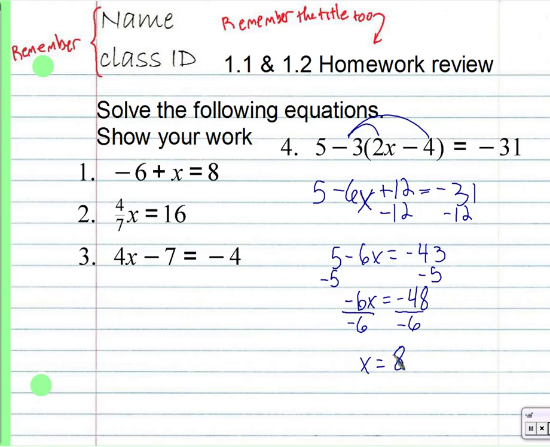Remember, for the negative number, what we're going for is a positive 1 times x. You don't have to write the 1, but that is what we need it to be. We don't want it to be negative 1 times x, we want it to be 1 times x. So negative 6 divided by negative 6 is a positive 1 times x.